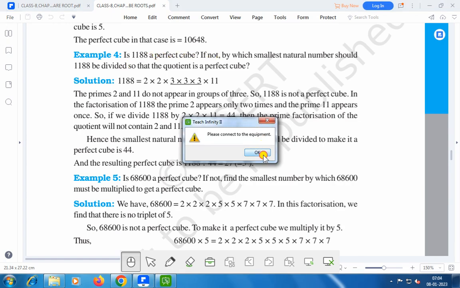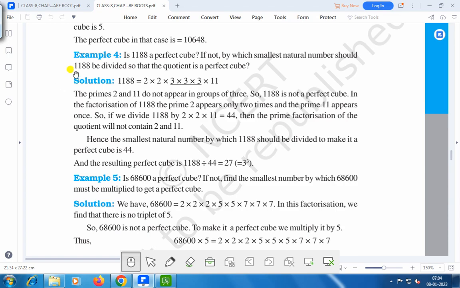Example 4. Is 1188 a perfect cube? If not, by which smallest natural number should 1188 be divided so that the quotient is a perfect cube? Here, 2 into 2 into 3 into 3 into 3 into 11. The primes 2 and 11 do not appear in a group of 3. So 1188 is not a perfect cube.